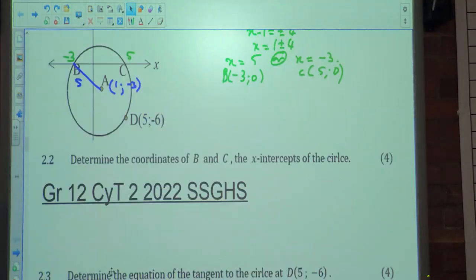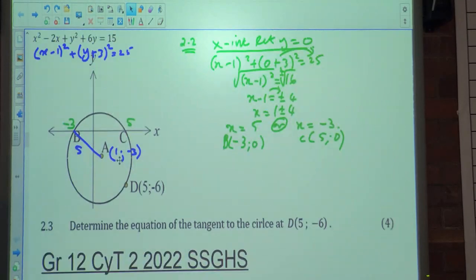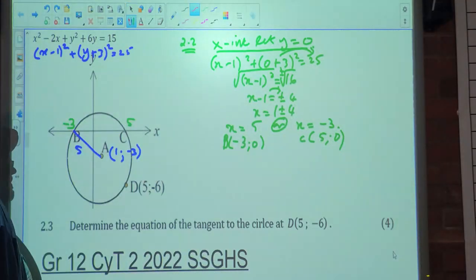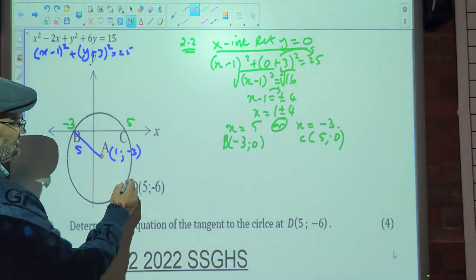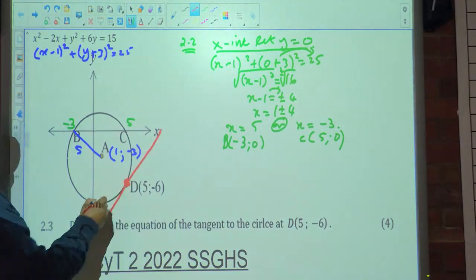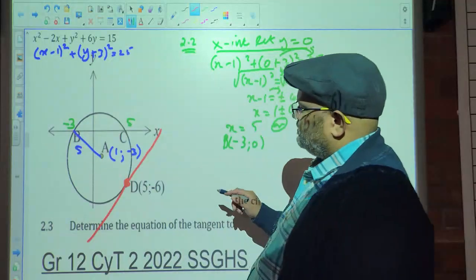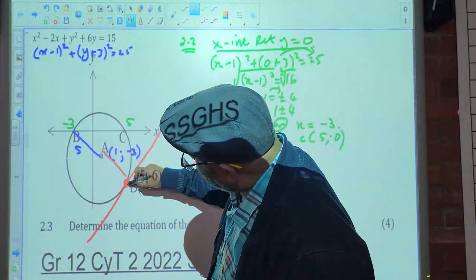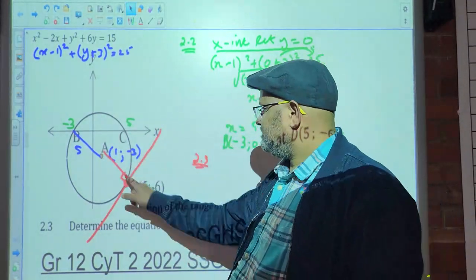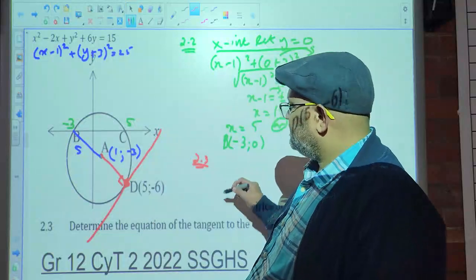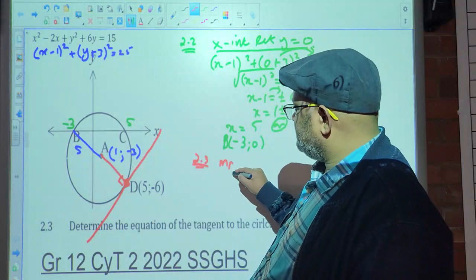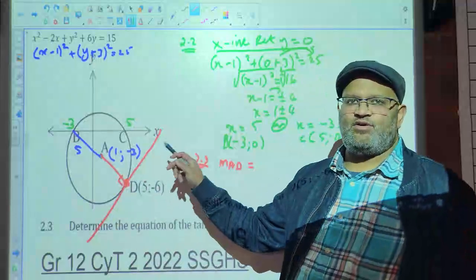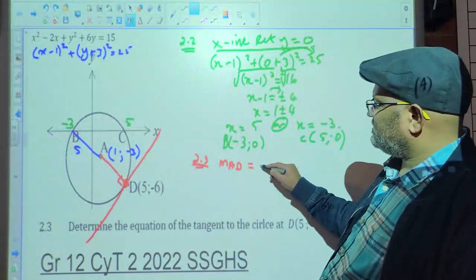Look at the next question, 2.3. Determine the equation of the tangent to the circle at this point, D, which is 5 and negative 6. In other words, it's a line touching at that point only. Alright, so to work out the equation of the tangent, we know that the radius is perpendicular to the tangent. So we're going to work out the gradient of AD first, because we don't have 2 points on this graph, we only have 1. So gradient of AD is change in y over change in x.